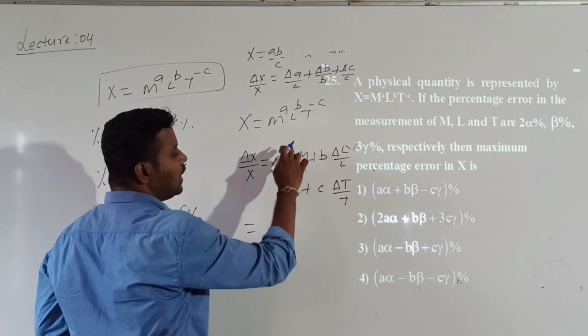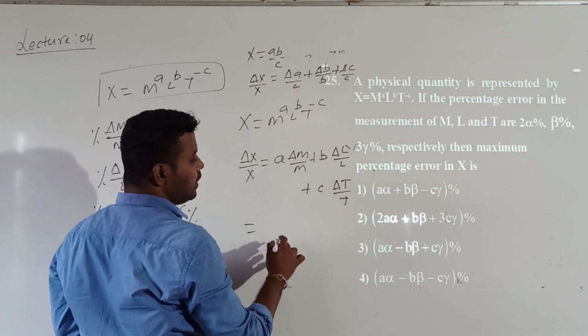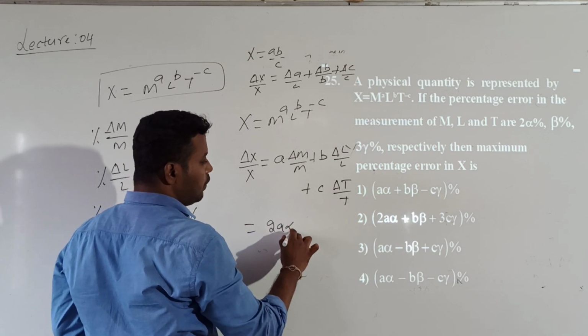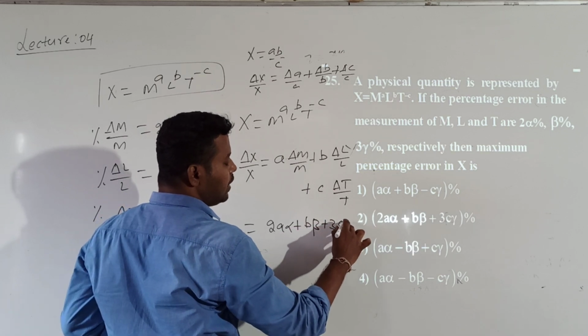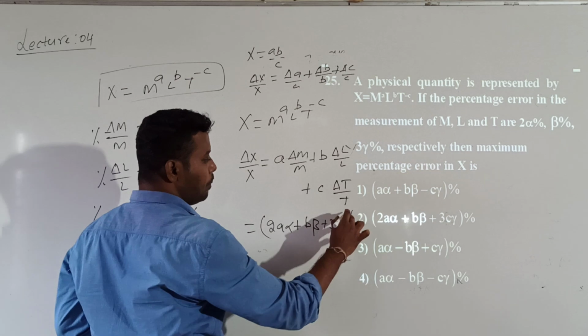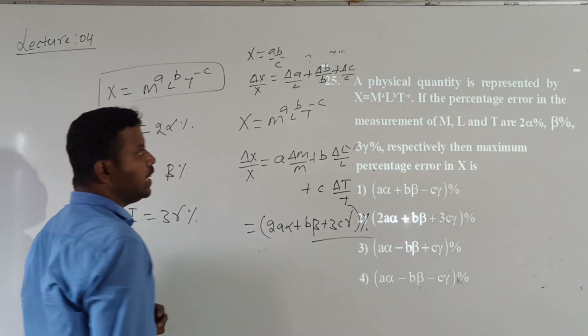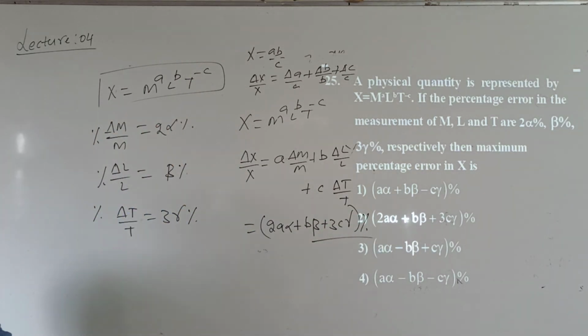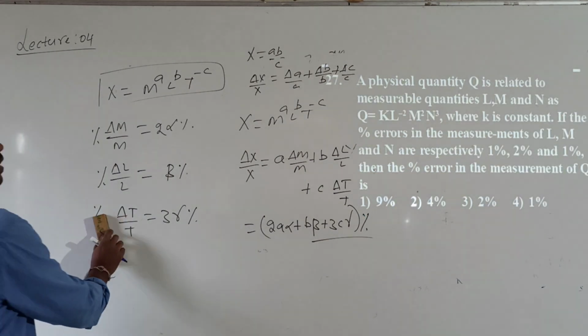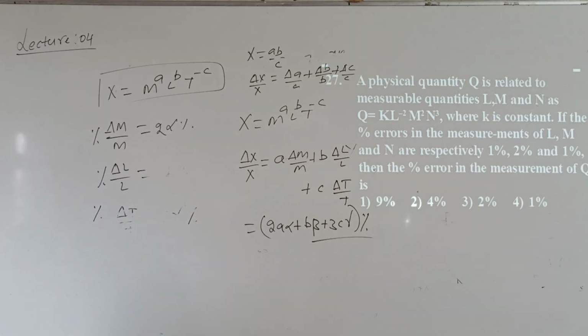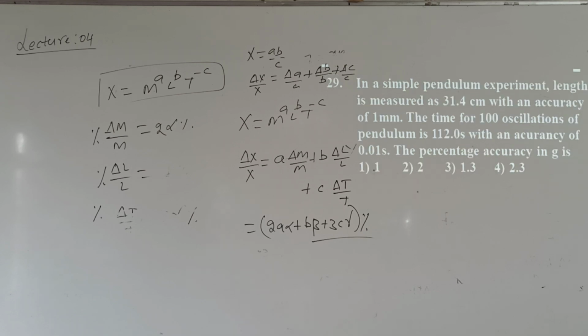So what will we get here? The value is 2 into a into alpha plus b into beta plus 3 into c into gamma percentage. Okay? This is question number 25. Next, question number 27. And 27 is also the same model question, the same model question, so I will skip it. Question number 29.